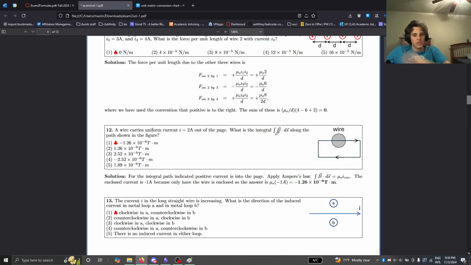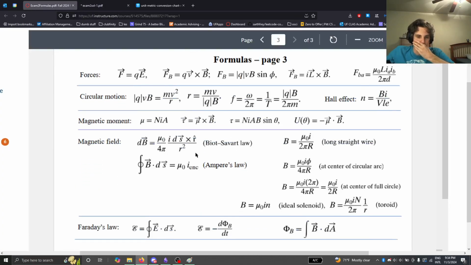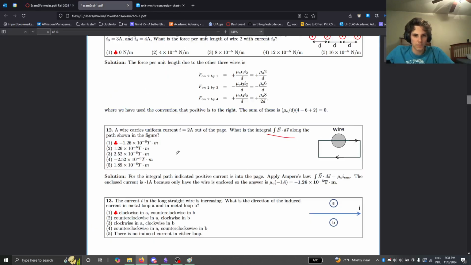Okay, this question is asking us for the integral of B dot ds. If this looks familiar, it's Ampere's law. So we're actually just solving for this, mu naught I enclosed. Mu naught I enclosed. Beautiful. Now this wire carries a uniform 2 amps. Take a wild guess how much is in the path. That's right, it's half of that. It's 1 amp. So this contains 1 amp. That's the current enclosed.